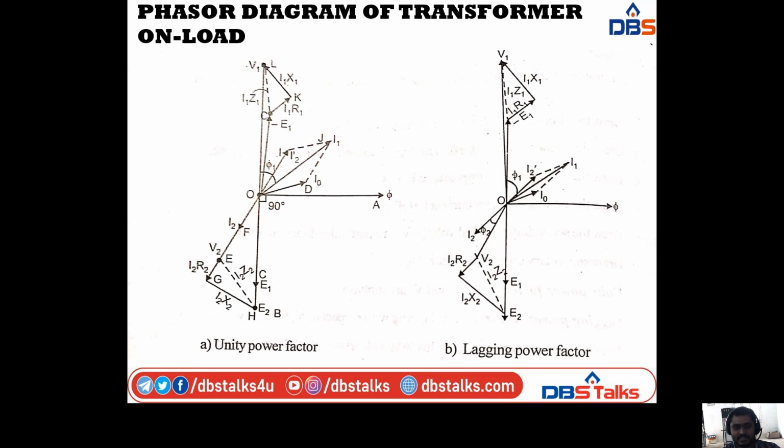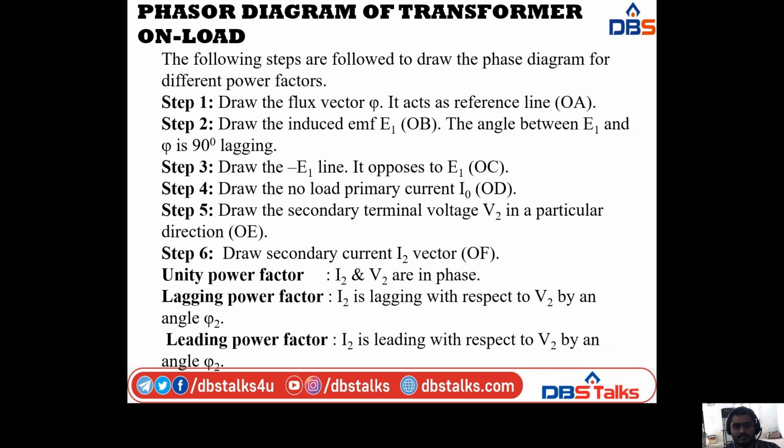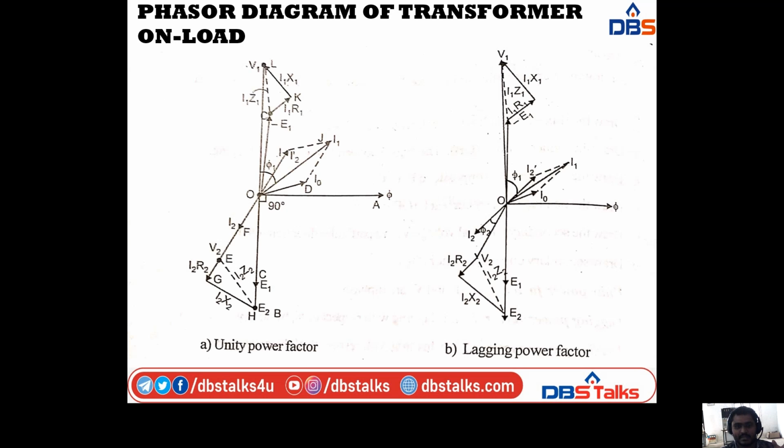Next, coming to the third step, here I am drawing the minus E1 line. This is opposite to the E1 line, so it opposes E1 in all three cases. It is represented with the point OC, that is opposite to E1. It is indicated with the OC line. So here minus E1, in all three cases I am drawing this OC line, opposite to E1.